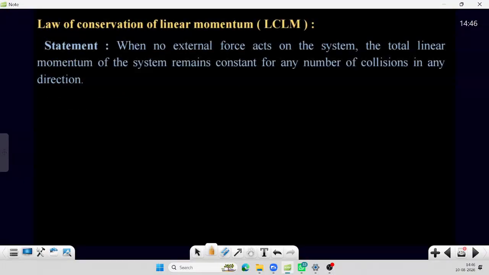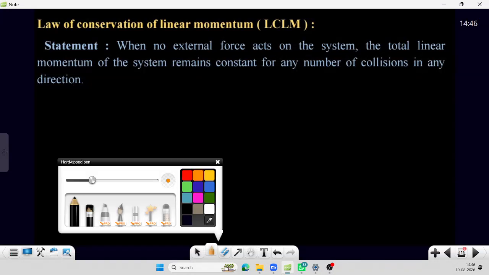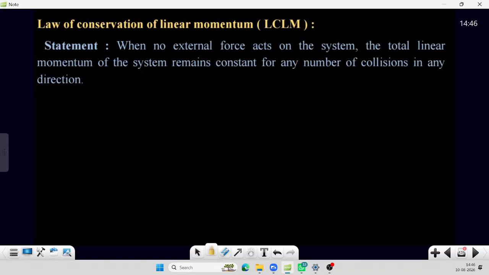Now let's see the law of conservation of linear momentum. What does it mean? If there is no external force acting on a body, the total momentum of the body remains constant.